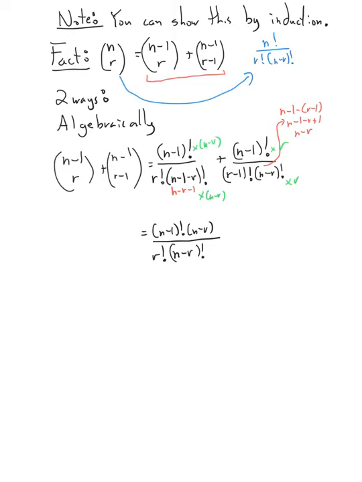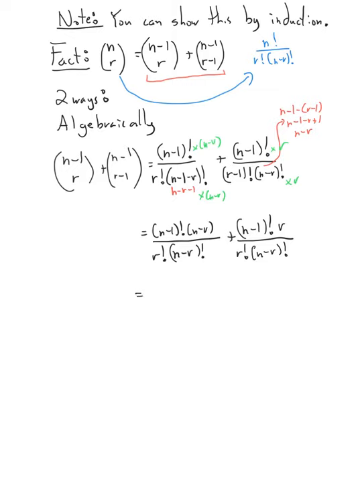Over here, same idea. This is n minus 1 factorial times r. Well, r minus 1 factorial times r is r factorial. If you can't see that right away, write it out, and write out what r minus 1 factorial is, and you'll see exactly what's happening. And we're left with this n minus r factorial. Okay?